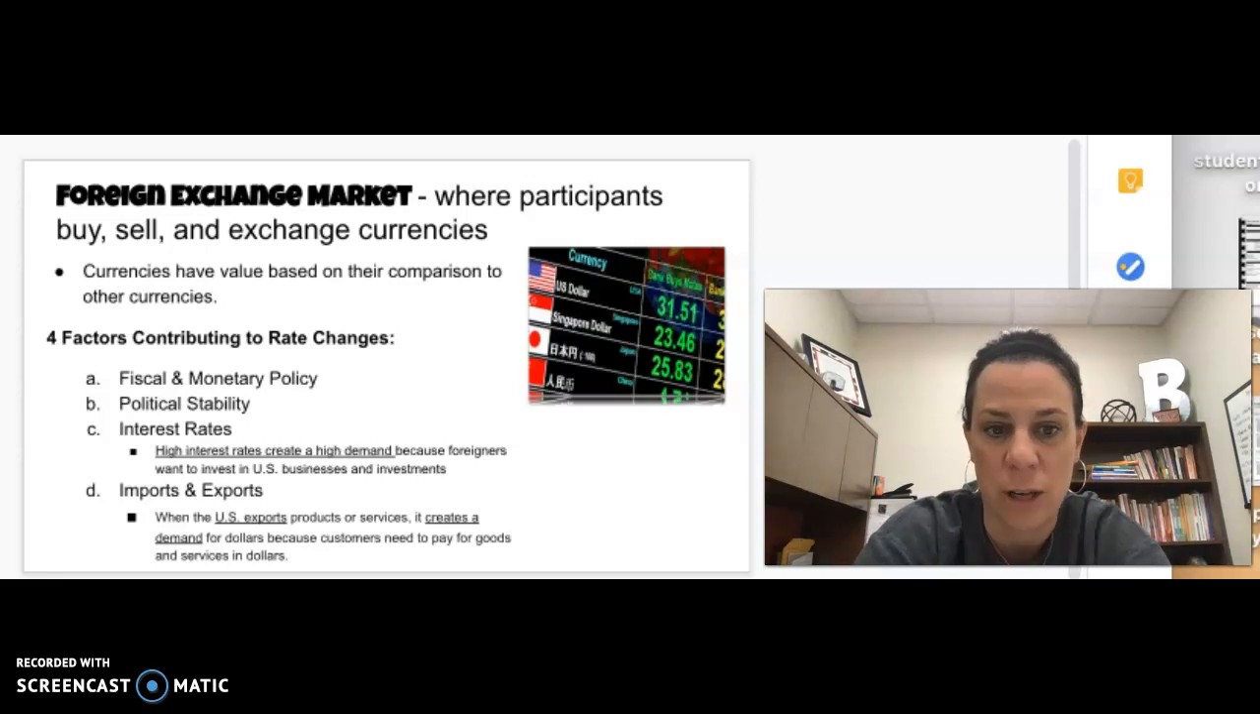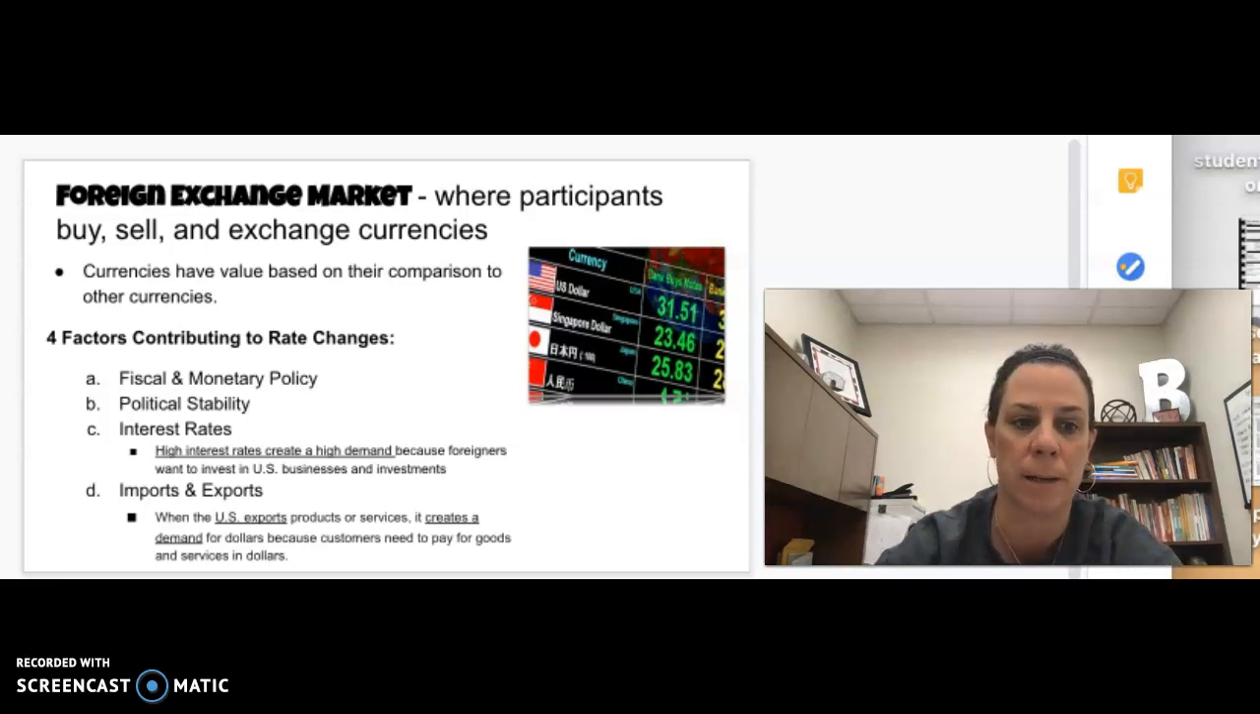Four factors that contribute to those rate changes are fiscal and monetary policy, the political stability of the country, and interest rates. High interest rates are going to create demand because that makes it attractive to invest in that country so that they can get a high return on their investment. Imports and exports also affect it. When the U.S. is exporting, selling products or services, it creates a high demand for dollars, because when people purchase our goods, they have to have American dollars to purchase them. So high exports create high demand for our currency because people will have to pay in our currency.